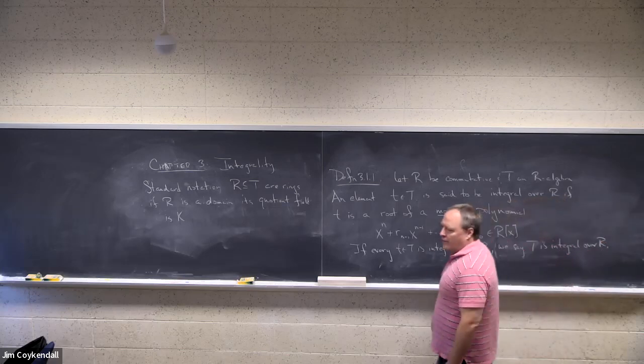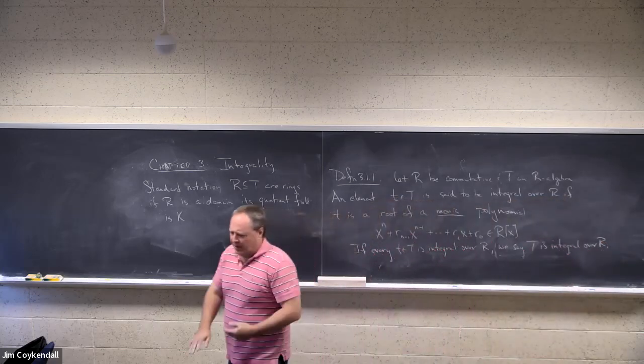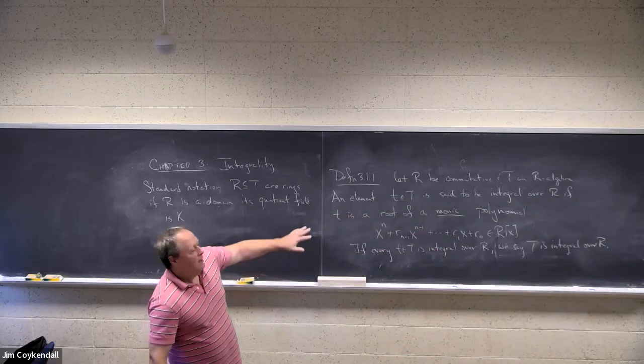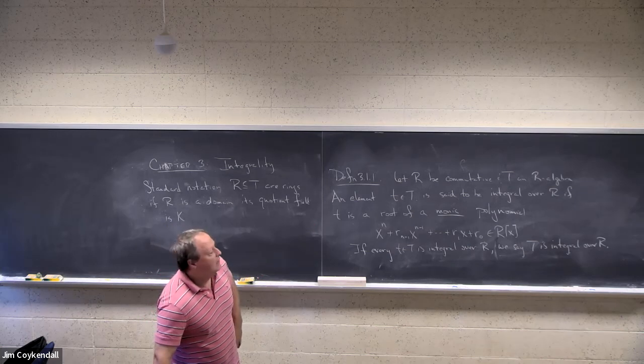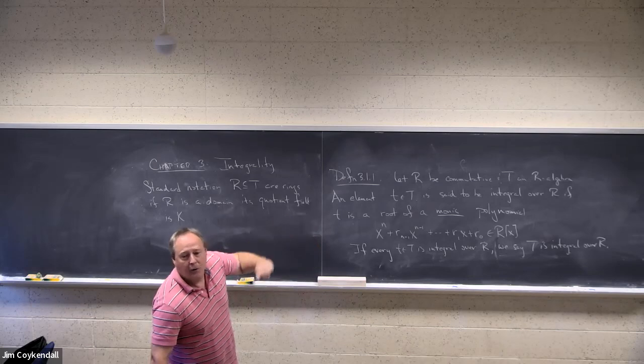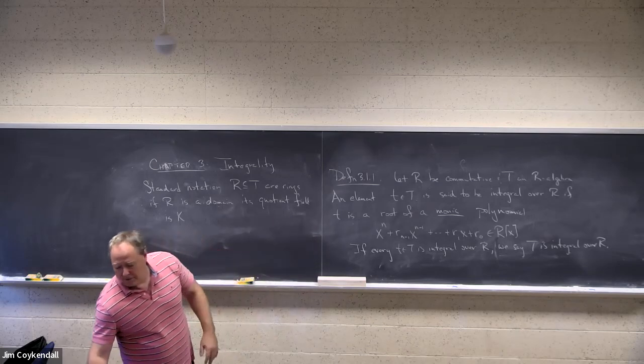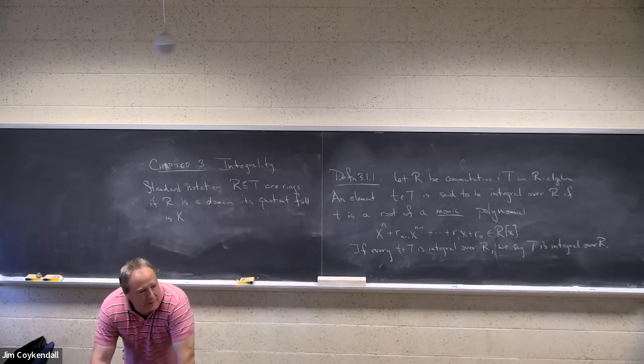So we'll do some examples and whatnot next time. You might think, here's a good, nice prototype: think of the Gaussian integers over the integers. That is a good example of an integral extension. See if you can find a formula for what the monic polynomial would be in general.